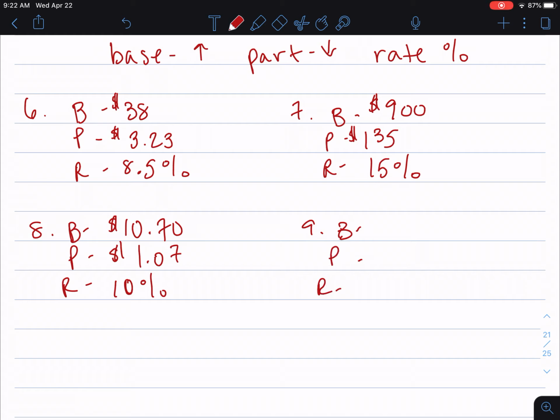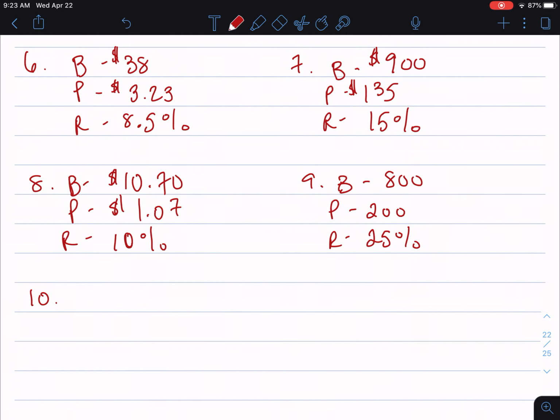Okay. Number 9, Kim Industries has 800 employees. Of those, 200 workers, or 25%, work part-time. So go ahead and fill it in. Base is the big number. Part is a smaller number, and rate has a percentage. Okay, you go. So the percentage was 25%. The total number of employees, the base, the big part, the whole, was 800 workers, and the part is 200, the smaller value.